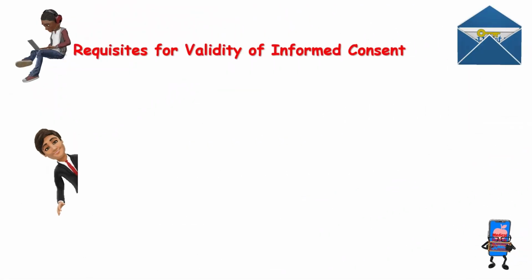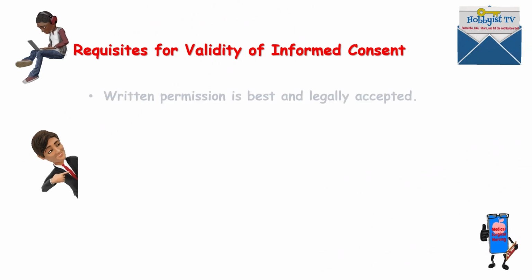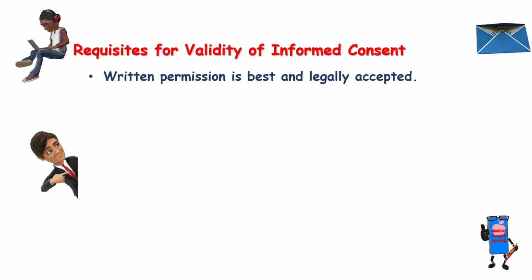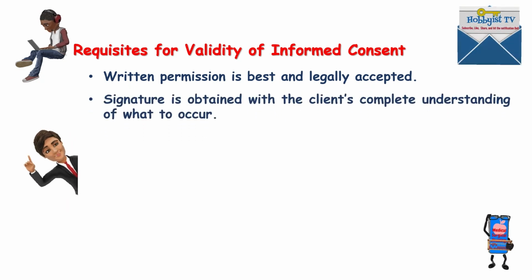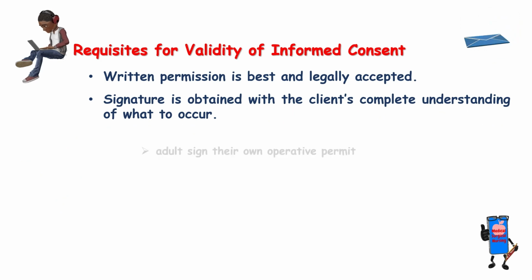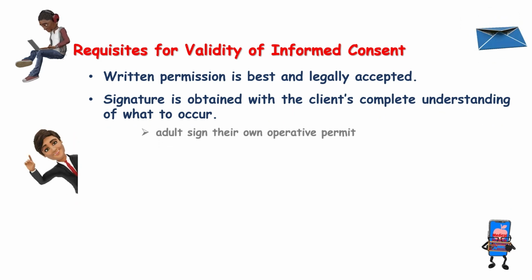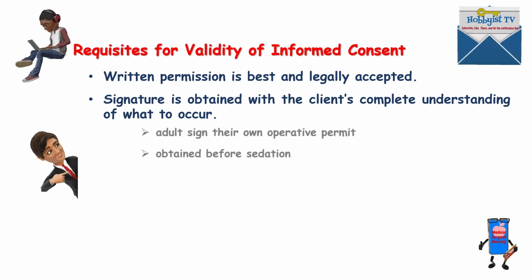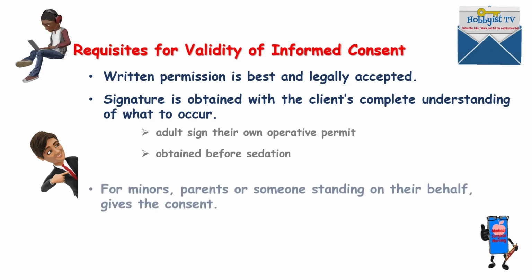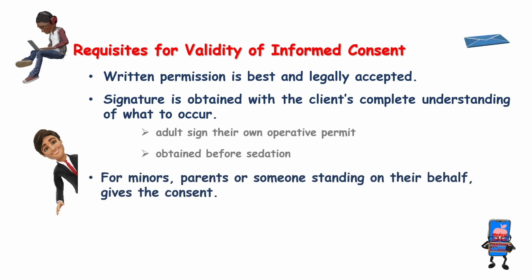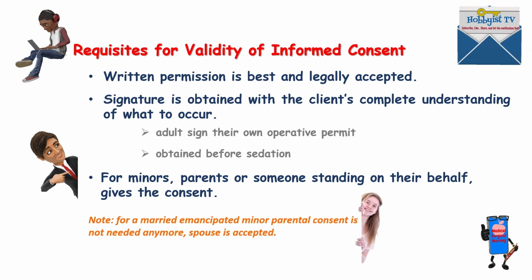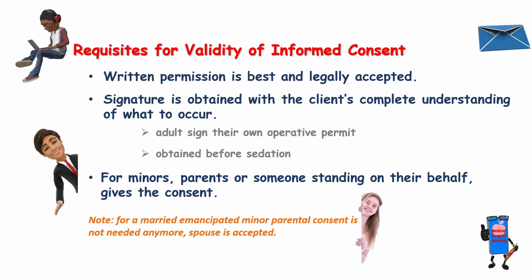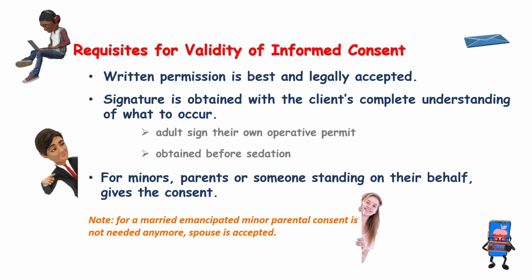Requisites for validity of informed consent. 1. Written permission is best and legally accepted. 2. Signature is obtained with the client's complete understanding of what to occur. For adult client, they must sign their own operative permit. This permit should be obtained before the client is sedated. For minors, parents or someone standing on their behalf gives the consent. Note: for a married emancipated minor, parental consent is not needed anymore, spouse is accepted.